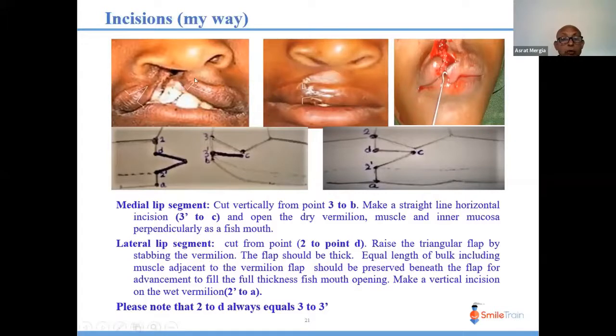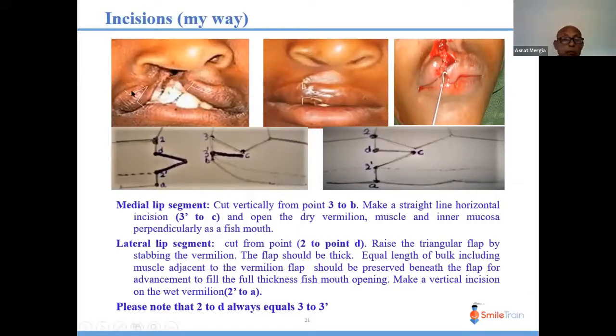So basically, I open this. And when I do open this, I don't just open the vermilion skin and a bit of subcutis or so. I just open the whole lip, because as I already mentioned, the deficiency is not just the whole thickness is deficient. So I just open it as a fish mouth. I just open it like that in this incision. And then this is ready now to accept bulk from the lateral side of the deficit. So now these are some of the additional points which I have considered.